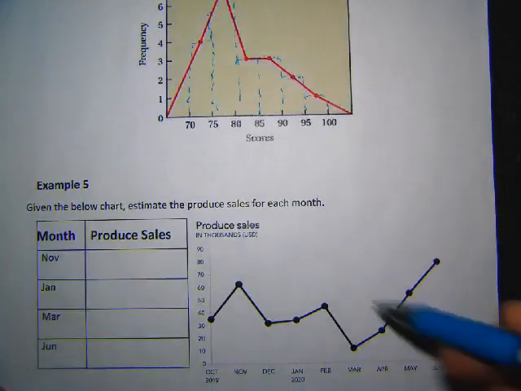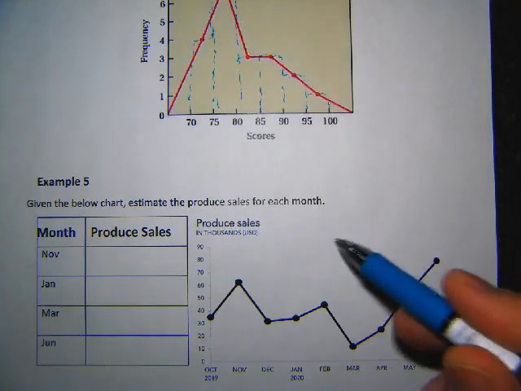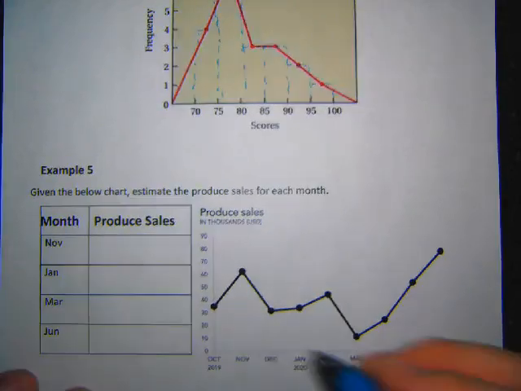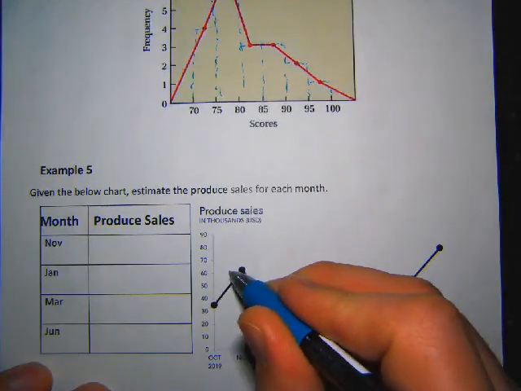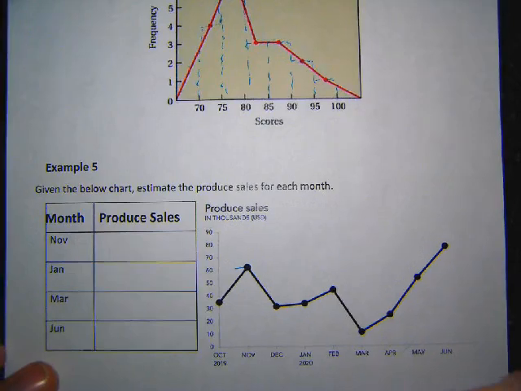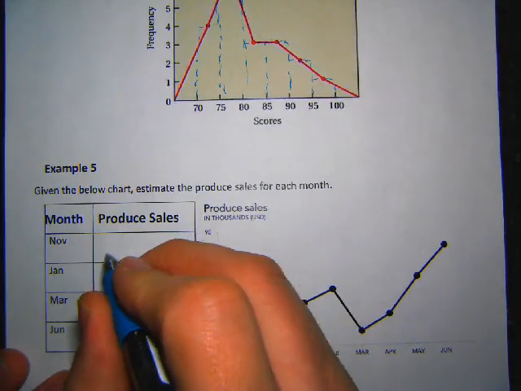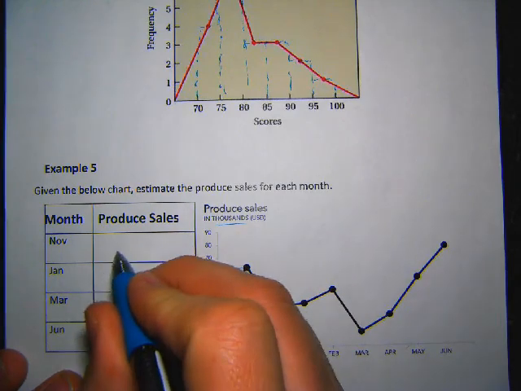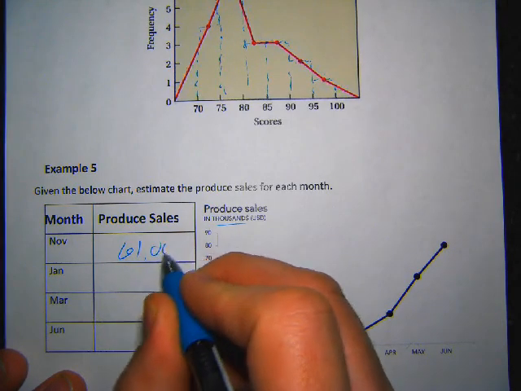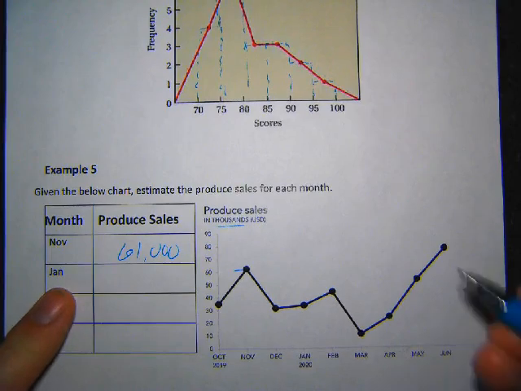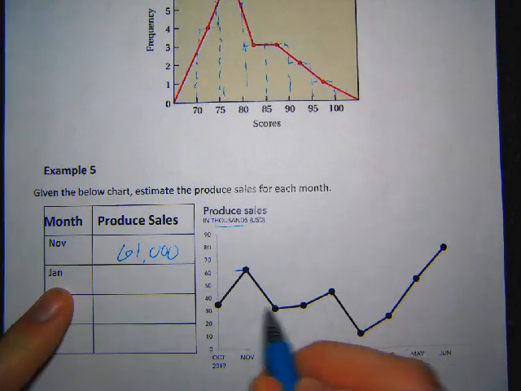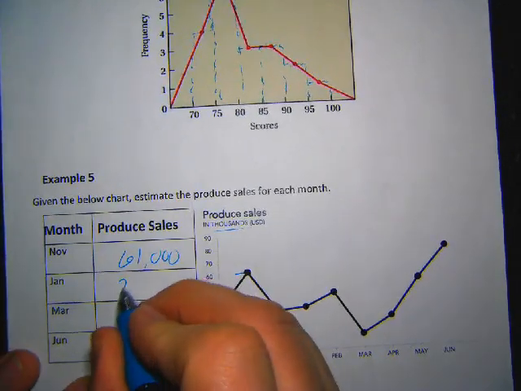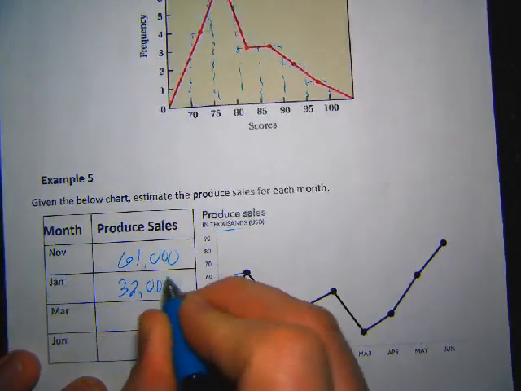Given this chart down here, we want to estimate sales for each month. So we're trying to figure out what the values are. Looking at November, I can see it's close to 60,000, maybe a little bit over. You could say 61,000. These are in thousands, so that's why I'm going to say 61,000. January, it's about here, maybe 32, 33, somewhere in there. We're estimating, so if you're off by a couple thousand, that's not a big deal.